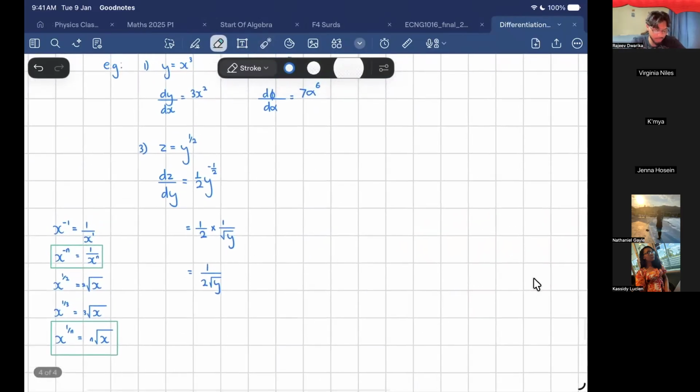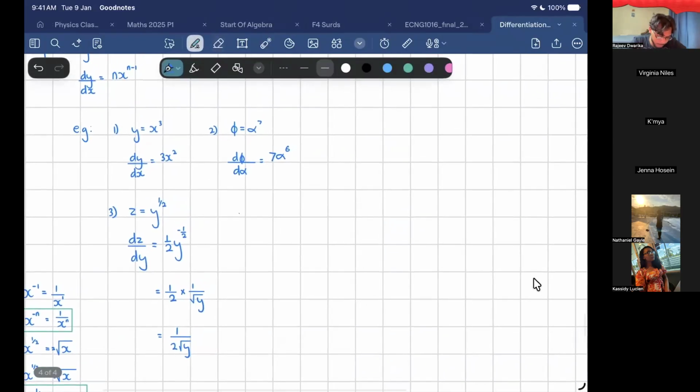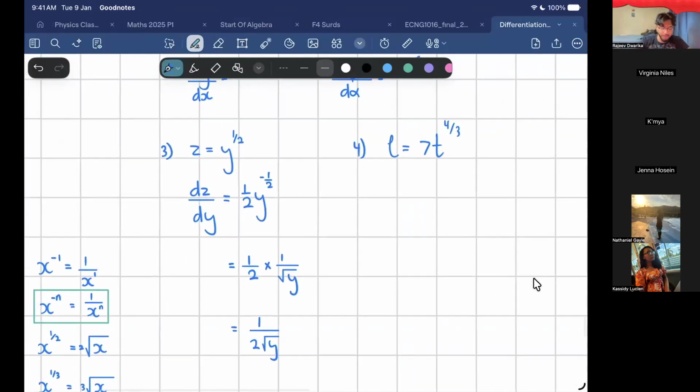But anyways, cool. One more example, and I'm giving you all time to do this by yourself. Let me just say we had L is equal to 7t to the power 4 over 3. I want you all to attempt.